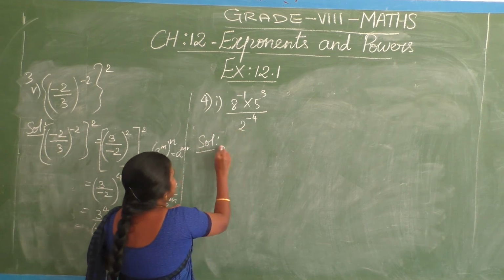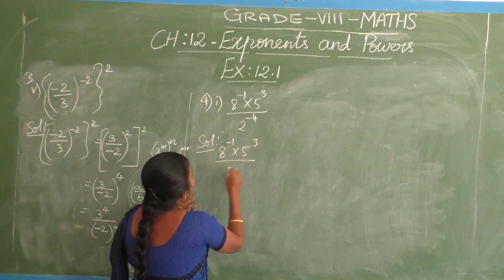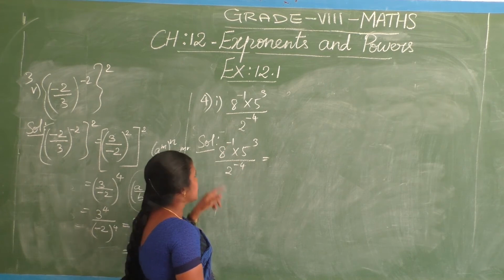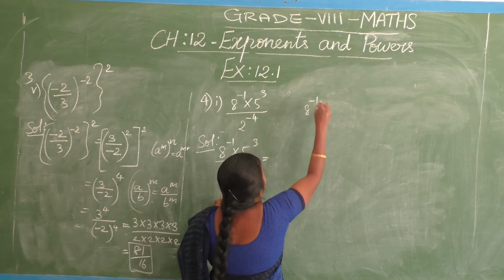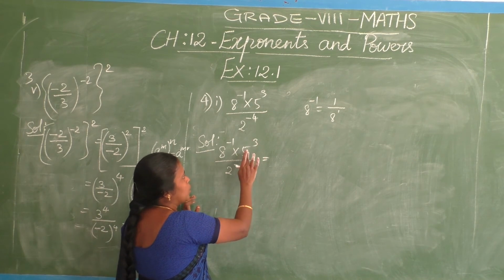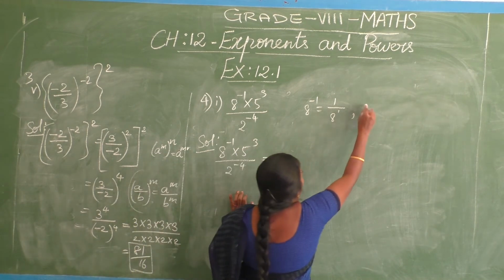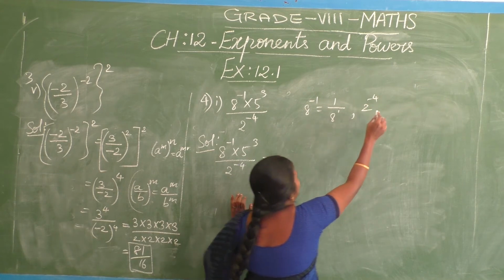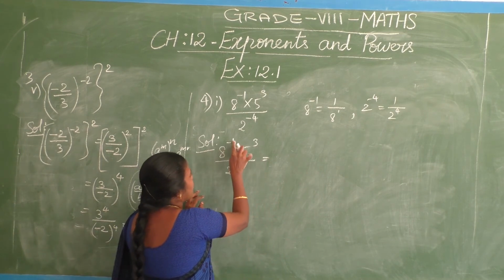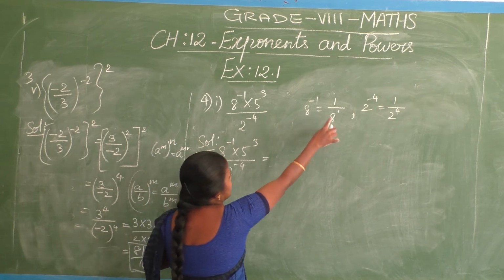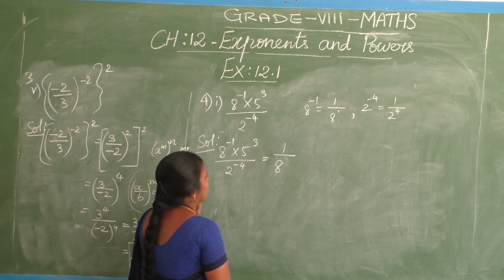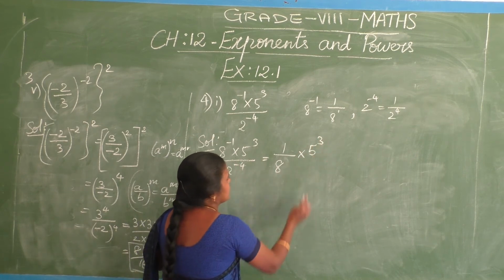So first, our motive is that the negative power should be changed into a positive power. Yes or no? So 8 power minus 1 can be written as 1 by 8 power plus 1. 5 cube is already a positive power only, so no need to touch this. 2 power minus 4 can be written as 1 by 2 power plus 4. Yes or no? So 8 power minus 1, in its place I can write 1 by 8. 8 power 1, no need to mention the power 1. Into 5 cube as it is.